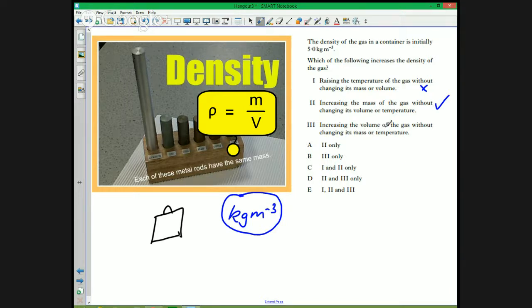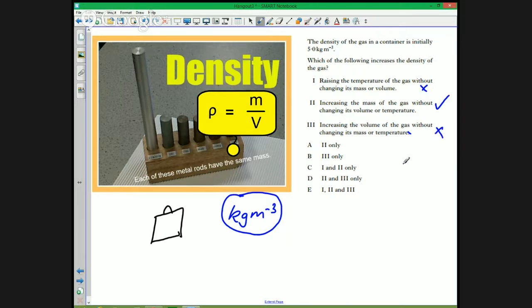Increasing the volume of the gas without changing its mass or temperature. Well, I ain't going to change the mass, but I'm going to change the volume. I'm going to increase the volume. And if you increase the volume, you're going to reduce the density. Think of the suitcase. You can't get any more stuff in it. You go and buy a bigger case to make the case less dense. So, in this particular case then, increasing the volume will decrease the density, so that is wrong.